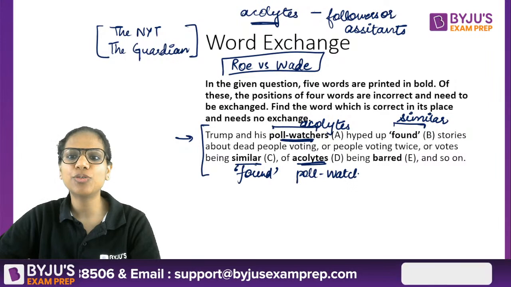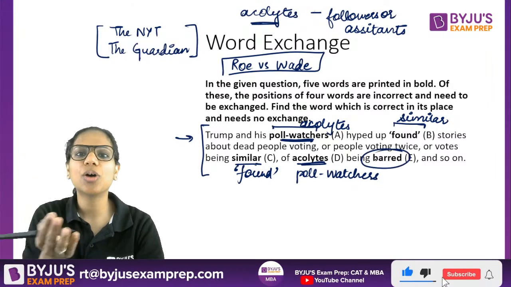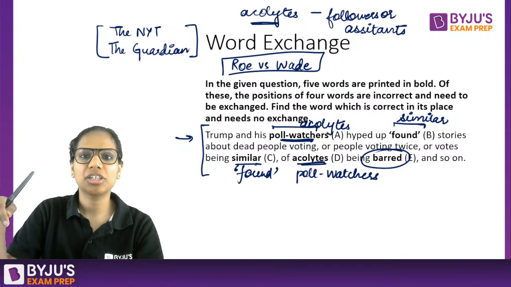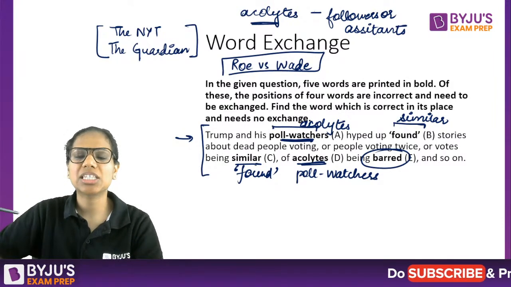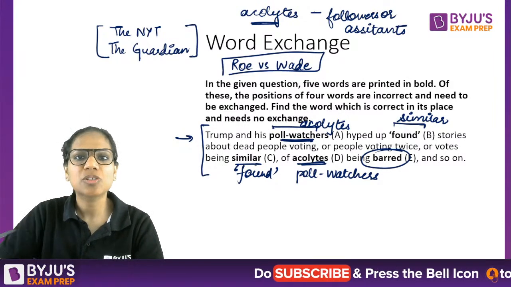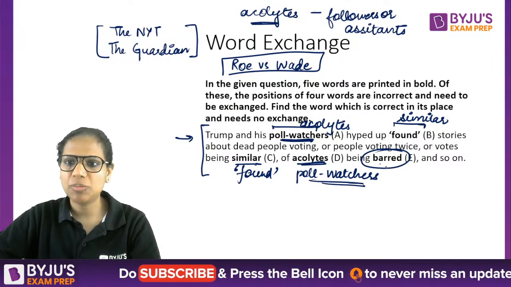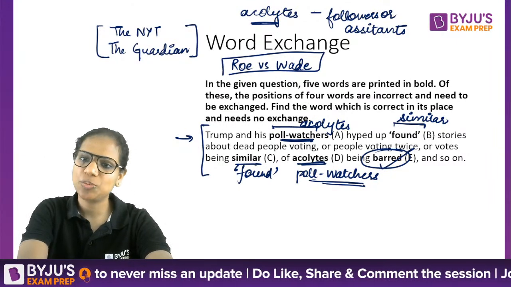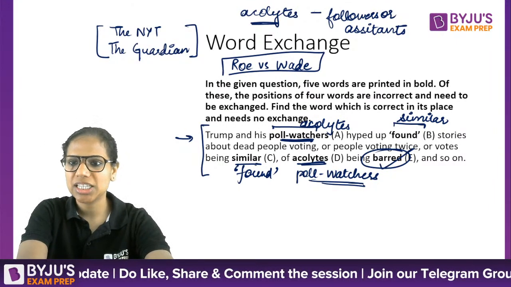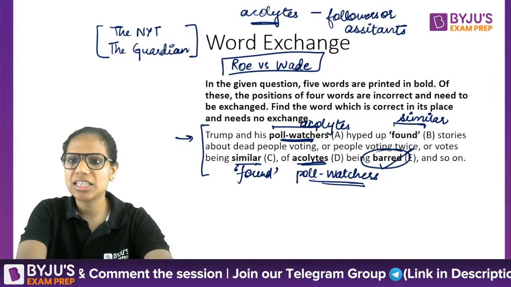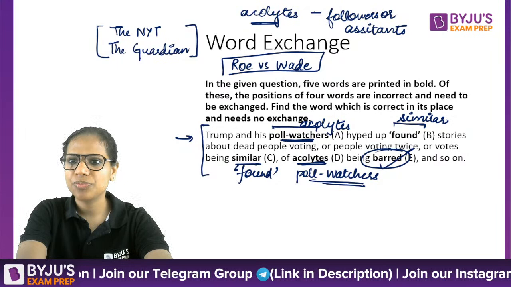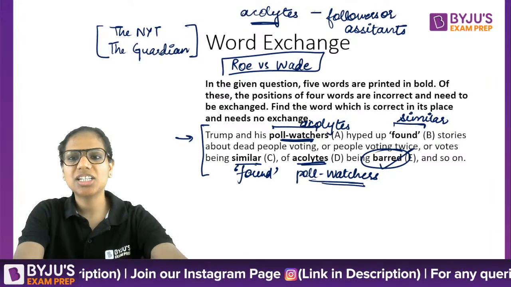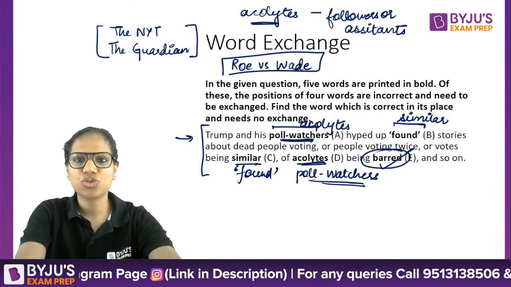Basically, poll watchers being barred from watching the poll, right? They were not allowed to observe the poll process. Poll watchers are these people who are appointed so as to see that a poll takes place in an unbiased manner, and in a peaceful manner. So poll watchers being barred, E is the answer here. E was in its correct position. Yes, correct, Vishal. Disciple. Vishnu, correct. Followers is the answer for acolytes. So E is the answer here. Good. Some of you did say E. Correct, correct. So these are some word exchange or word rearrangement questions.